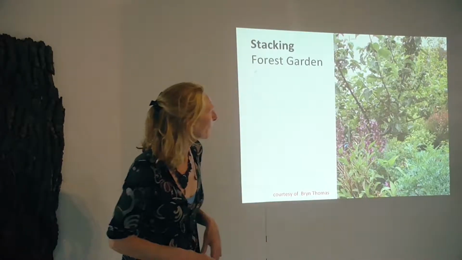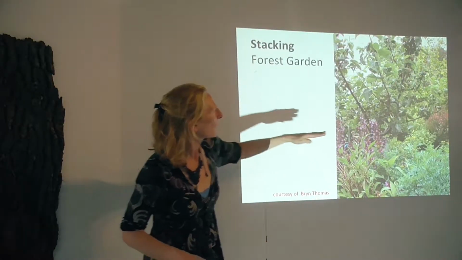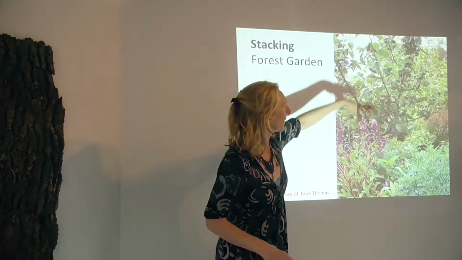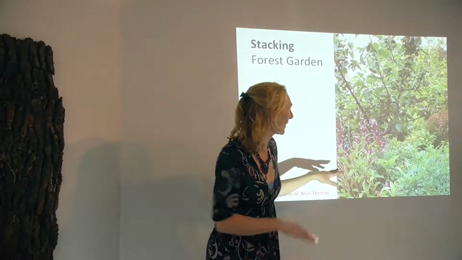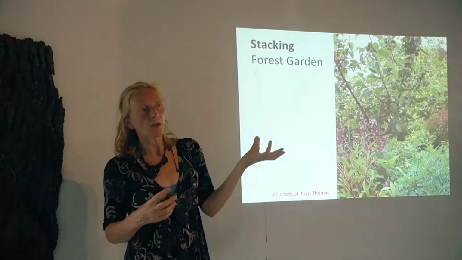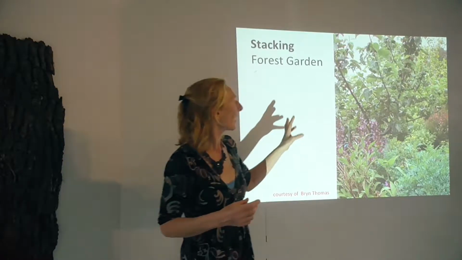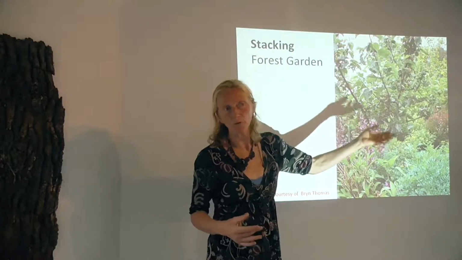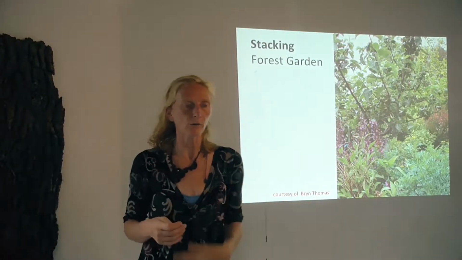So here's an example of that. You've got an apple tree, various herbs and ground covers and things that support each other. So there might be really aromatic herbs that will help deter insects from the fruit, those sorts of relationships.